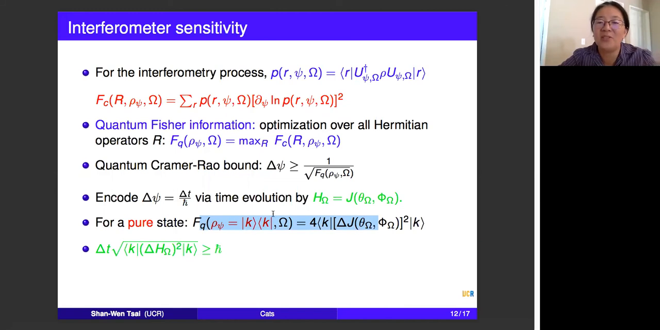So that is this statement here. The Fisher information gives a measure of a bound for the variance, and that is exactly the quantum uncertainty on that measurement. Okay, what about a mixture?